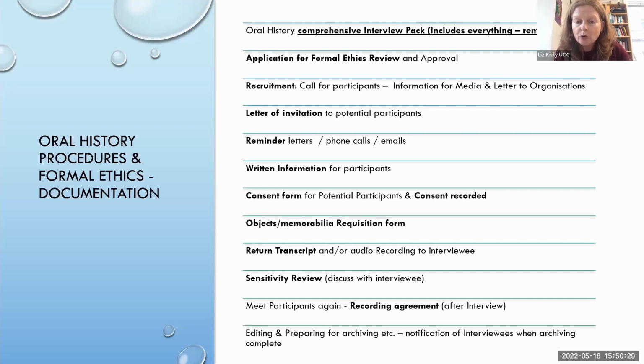But equally, we also want to ensure that we continue to engage with the interviewees throughout the whole process of dissemination, so that they know what's happening with the material that they've given us or the accounts that they've given us, and also what's happening in relation to the archiving or the dissemination as much as possible.